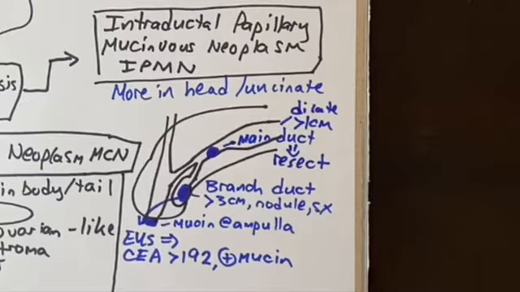Branch duct IPMN should be resected anytime it is over 3 centimeters in size. I would also resect any IPMN if it has mural nodules, an associated solid component, or is symptomatic, especially with biliary obstruction. IPMN itself is not really a cancer per se. The reason we remove it is because it leads to regular pancreatic adenocarcinoma, so the goal is to remove it before this happens.